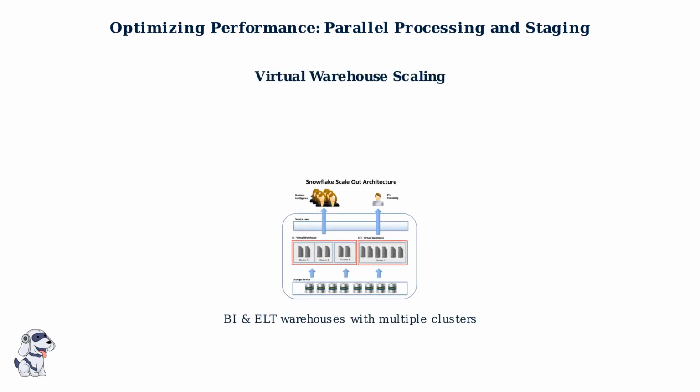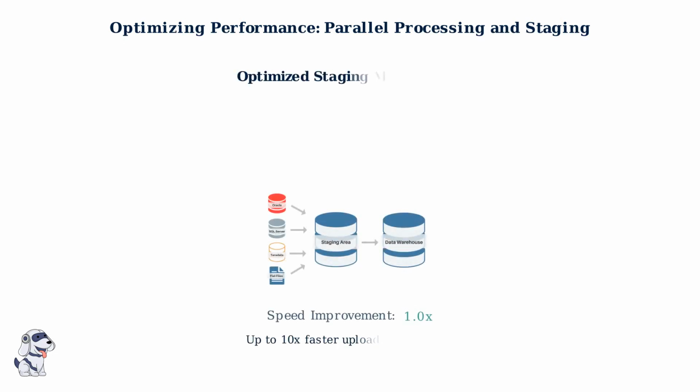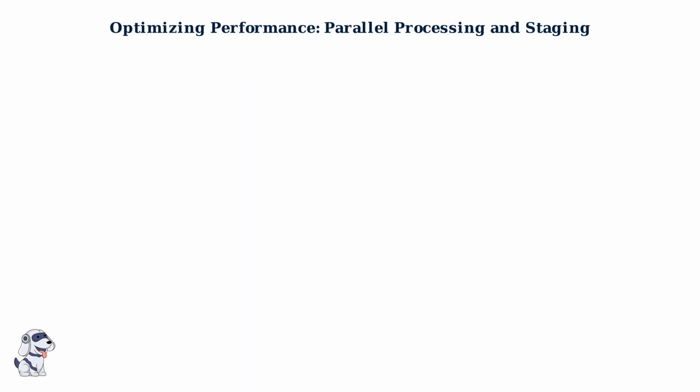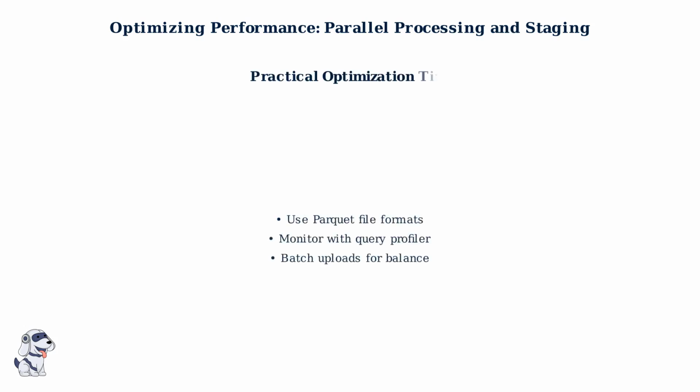Scaling your virtual warehouse appropriately for compute is vital for handling varying workloads. Virtual warehouses provide the processing power needed for data operations, and adjusting their size ensures optimal performance without unnecessary costs. Snowflake's optimized staging mechanisms reduce latency during data frame uploads. By using internal stages and efficient file formats, transfers can achieve up to 10 times faster pushes compared to older methods. Practical tips for optimizing data transfer speeds include using appropriate file formats like Parquet, monitoring query performance with Snowflake's profiler, and batching uploads to balance memory usage and throughput.